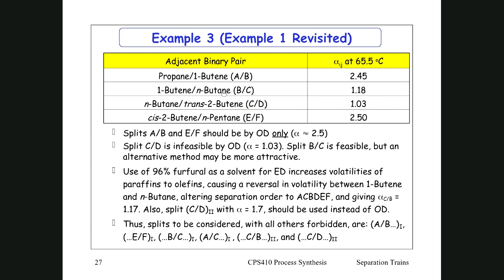The olefins from the normal hydrocarbons. You know you're going to use furfural for that, and you know what the volatilities are. So you know exactly what distillation columns you're going to be using. And that's essentially what the conclusion of this section is.